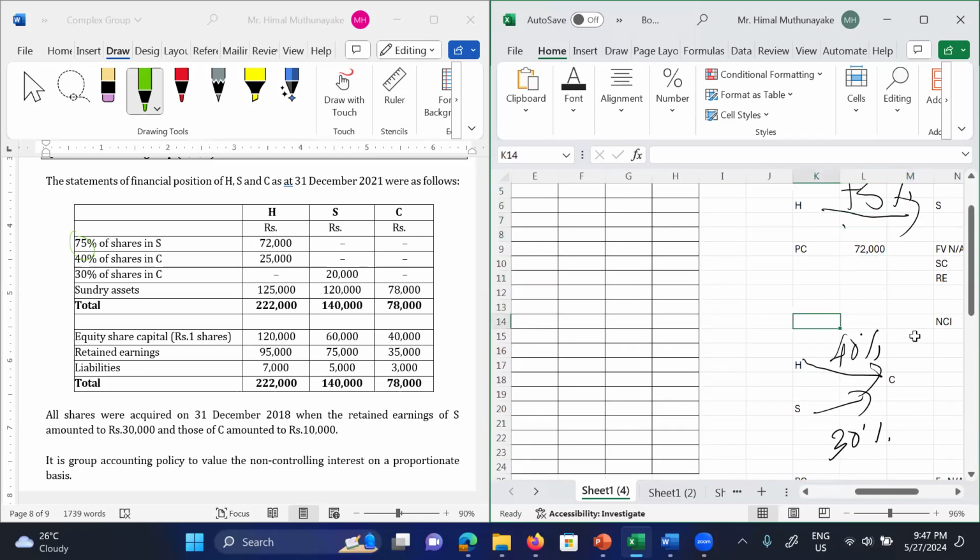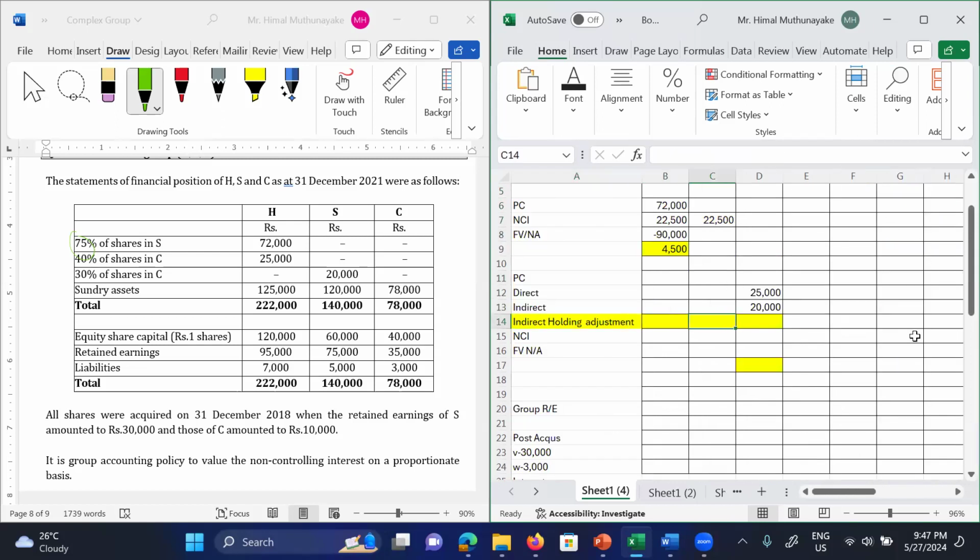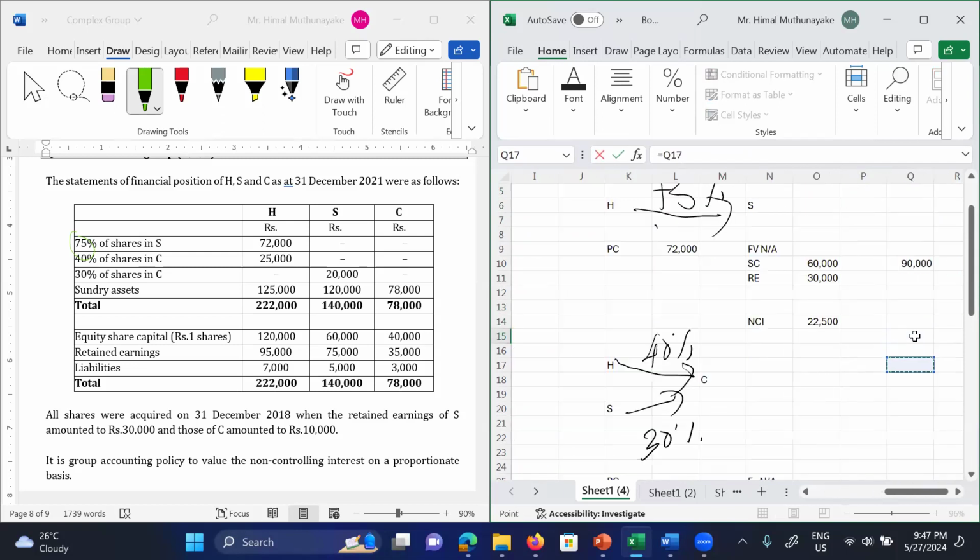75%. That means 25% you need to remove as the indirect holding adjustment. 25,000 to 25% means you need to remove 5,000 from here. 5,000 from here. And the NCI also we have calculated.